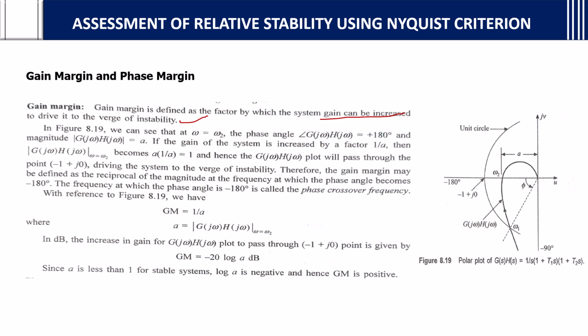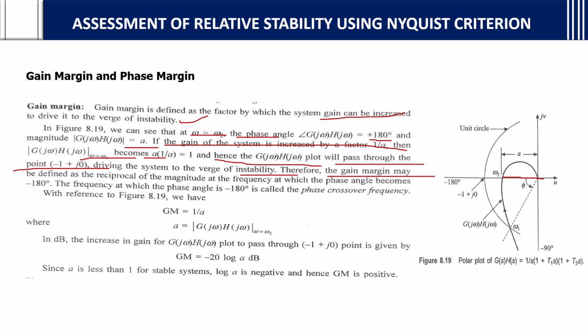In the same figure we have considered, when omega equals omega 2, the phase angle is 180 degrees and the magnitude is A. If the gain of the system is increased by a factor 1 by A, then G(j omega) H(j omega) at omega equals omega 2 becomes A into 1 by A, that is 1. Hence, the G(j omega) H(j omega) plot will pass through the point minus 1 plus j0, driving the system to the verge of instability.